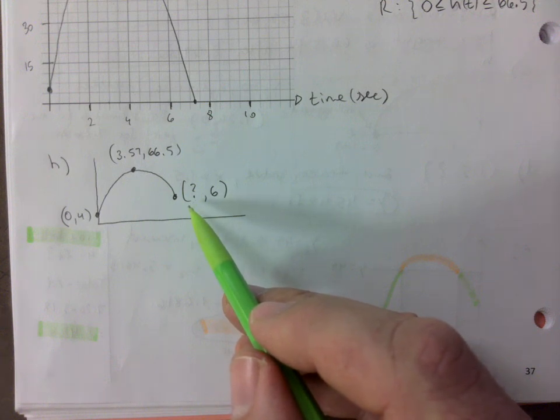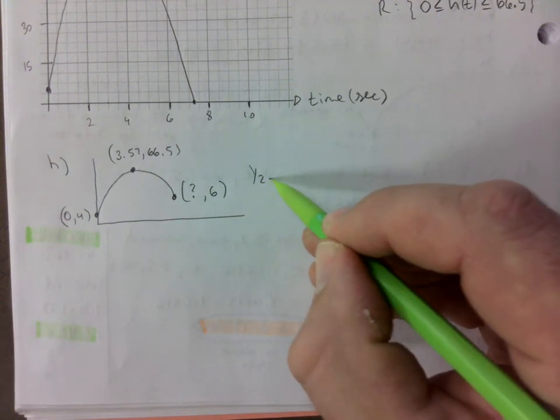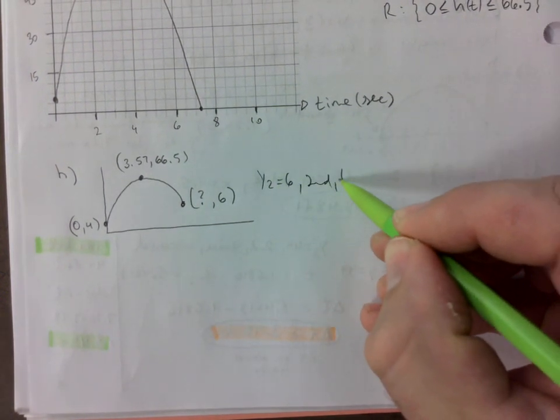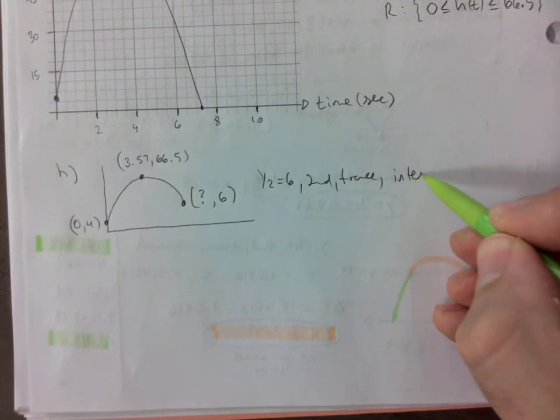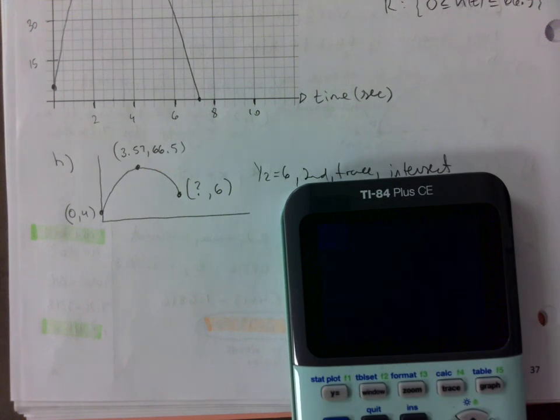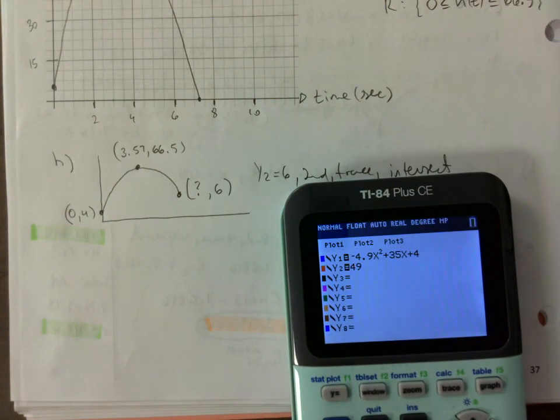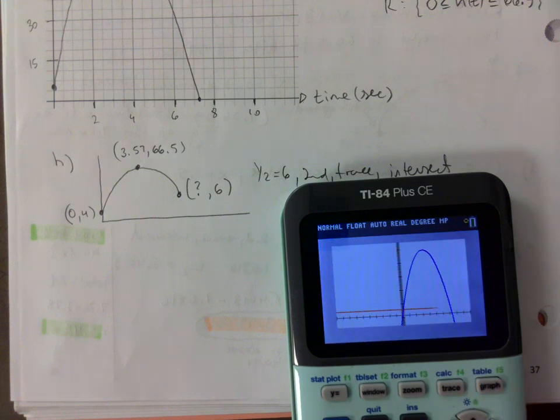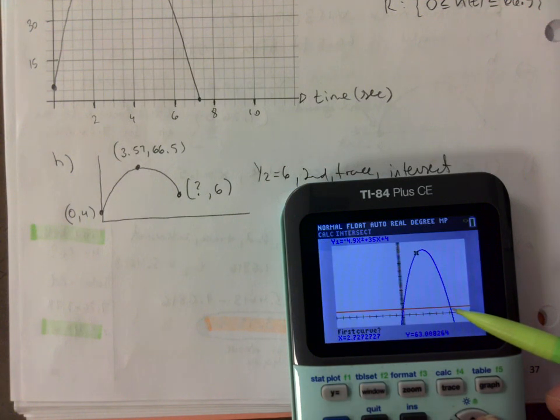Second trace, intersect. Let y2 equal 6. Let's go ahead and do that. y2 is equal to 6. Hit graph. And there it is. This is the one I'm interested in at the bottom here. Not this one, but this one, right? It gets caught right there. Second trace 5. Enter, enter, enter. And that's 7.09.